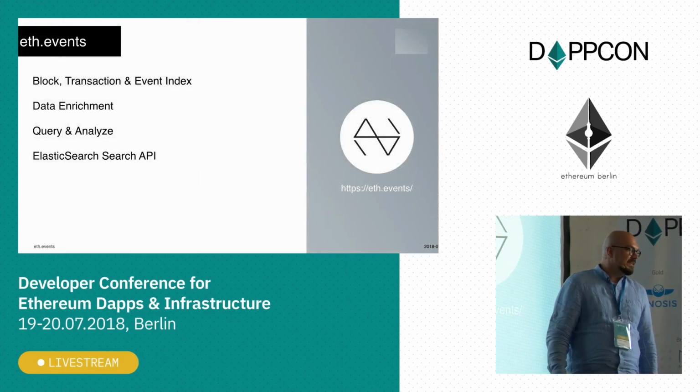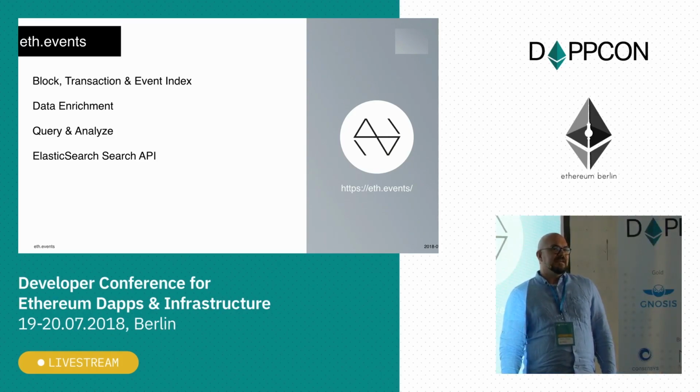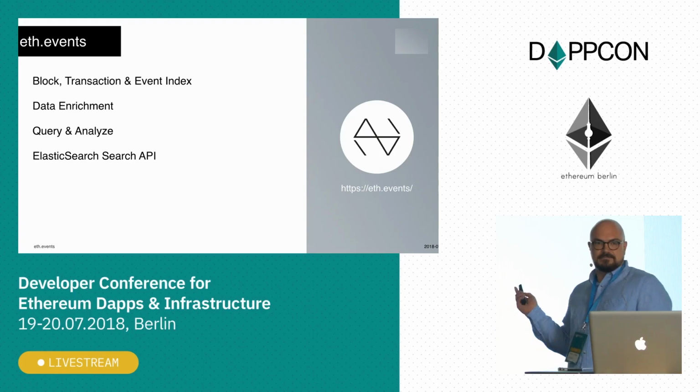I will be talking about Eth.events, which is basically an Elasticsearch index of all blocks, transactions, logs, and events that occurred on the Ethereum blockchain since the Genesis block. We are processing this data and enriching it using the available APIs and provide you with a query and aggregation framework on top of Elasticsearch. And yeah, let's get started.